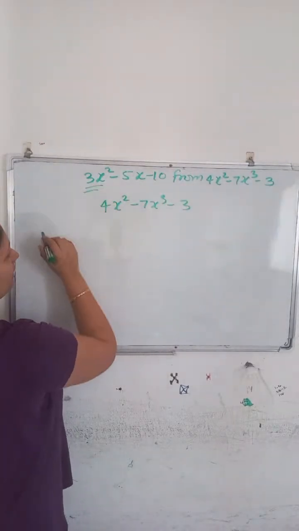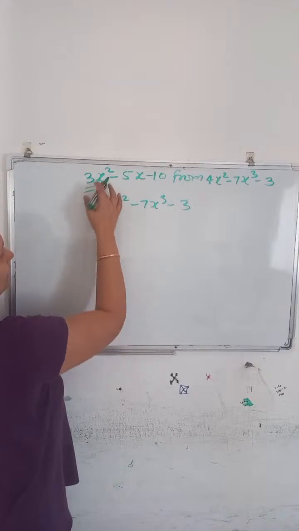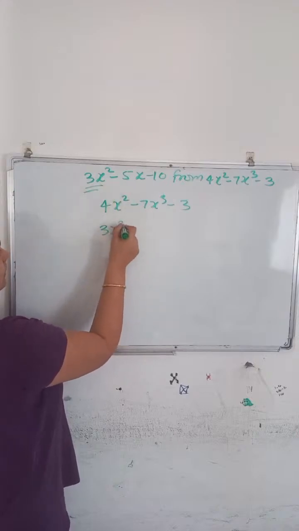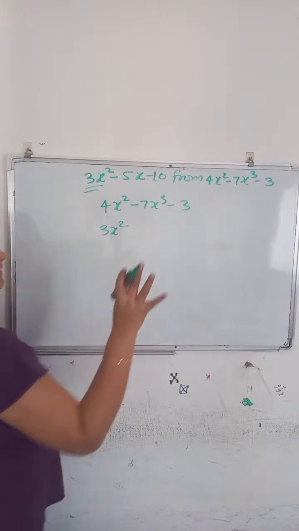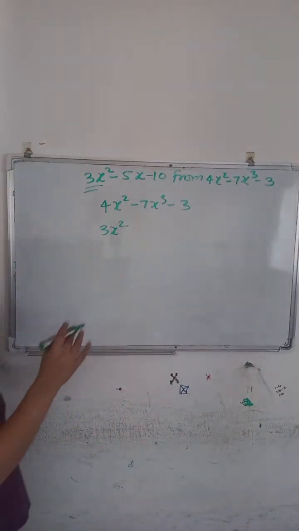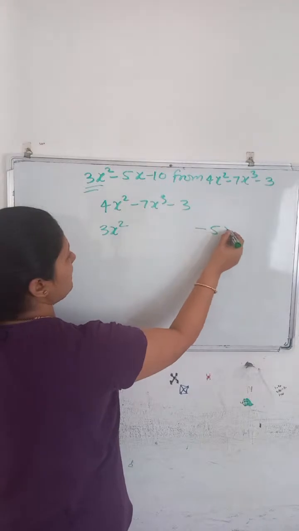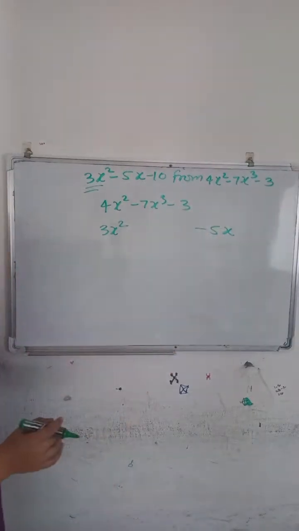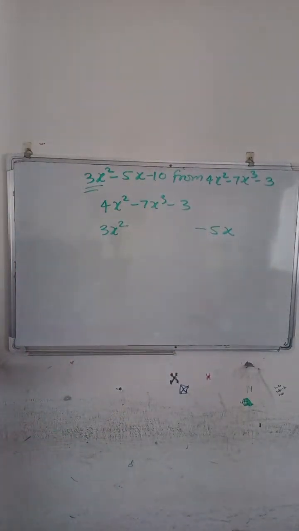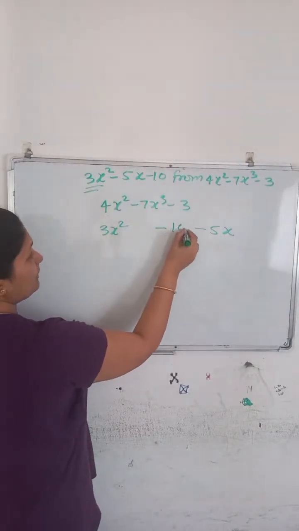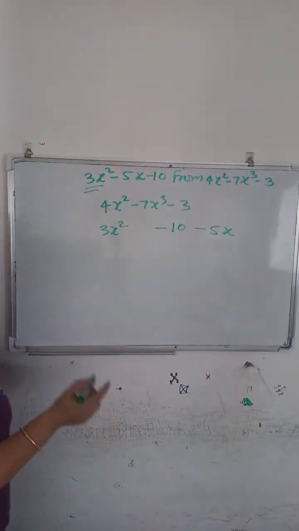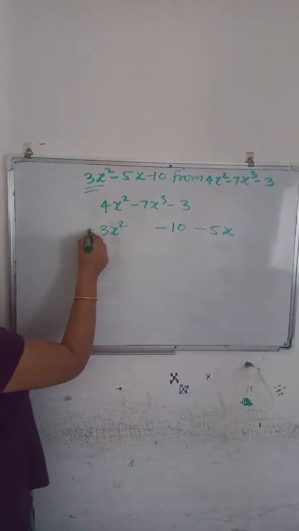Then 3x square and 4x square are like terms, so right below this. Minus 5x. Is there any x term here? No. So I am writing this minus 5x aside. And then minus 10. I will write it below minus 3 because 10 and 3 are like terms, and I am writing with sign. I am not changing the sign, here it is plus only.